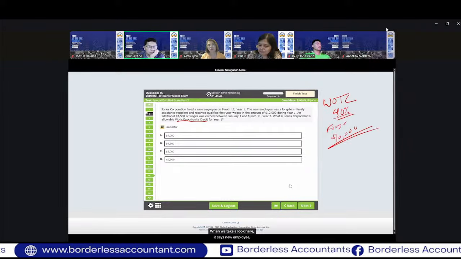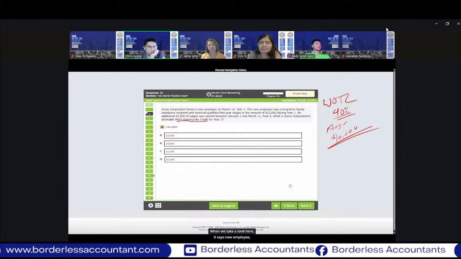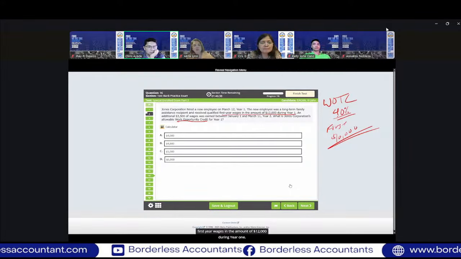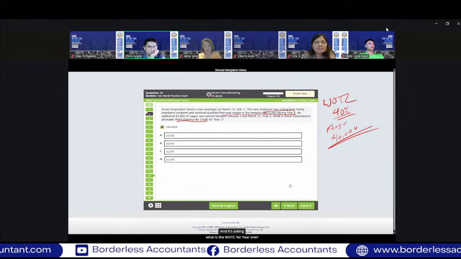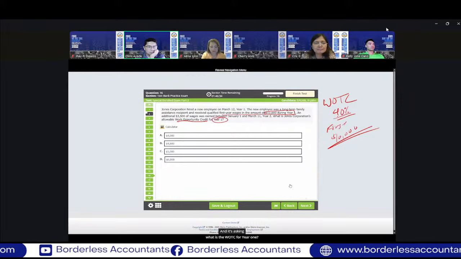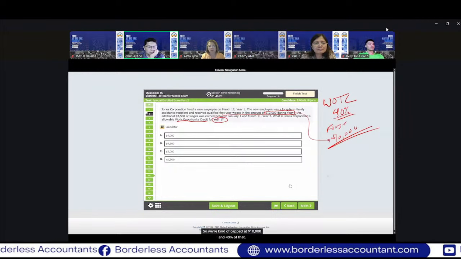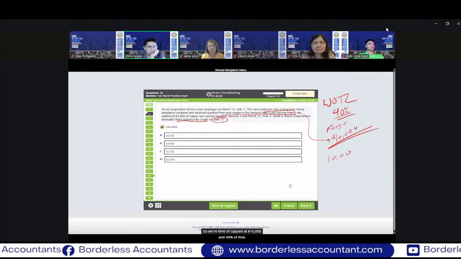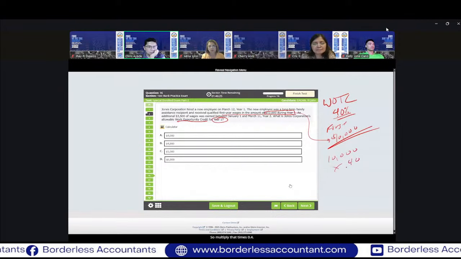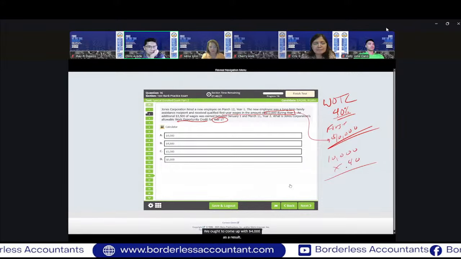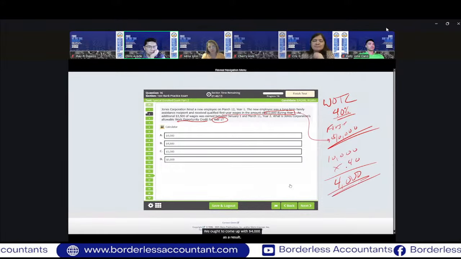Okay, so first $10,000 of wages. When we take a look here, it says new employee, first-year wages in the amount of $12,000 during year one, and it's asking what is the WOTC for year one. Well, $12,000 is more than the 10, so we're capped at $10,000, and 40% of that, so multiply that times 0.4, we ought to come up with $4,000 as a result.